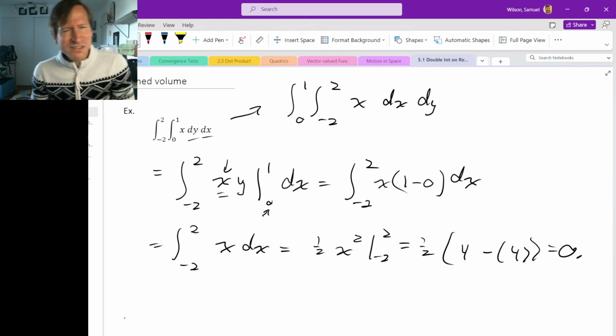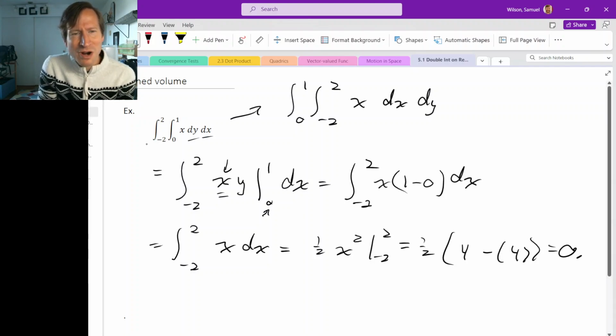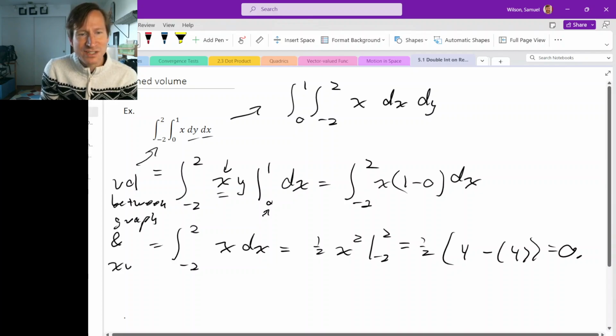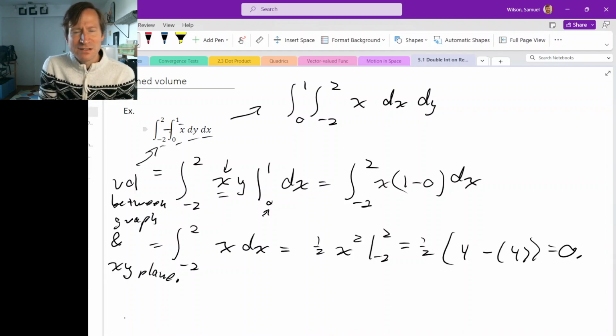But this might seem odd at first, because remember, our interpretation for a double integral was that this is the volume between the graph and the patch in the xy plane that's determined by the bounds here. So in this example, that volume definitely isn't 0, so why did we get 0?